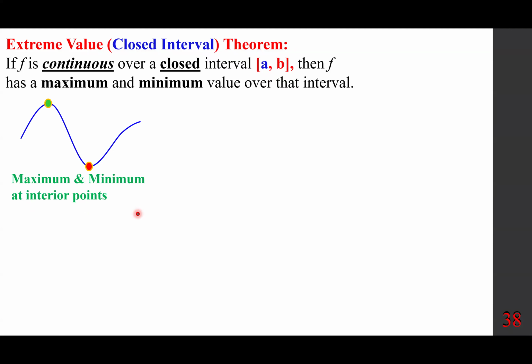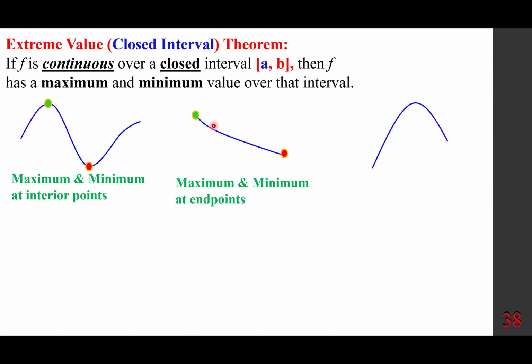In some instances, they mention both absolute and relative. In this case, absolute max, absolute min, max and min at endpoints. By the way, endpoints can be only absolute. They can never be local. Absolute max, absolute min: maximum at interior, minimum at endpoint.